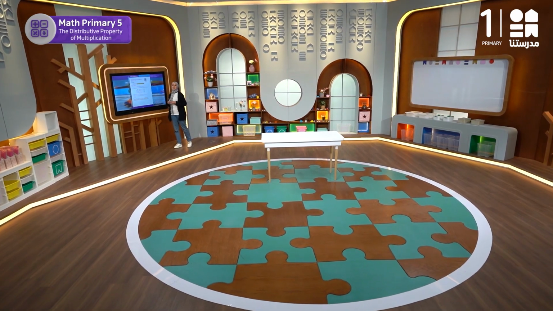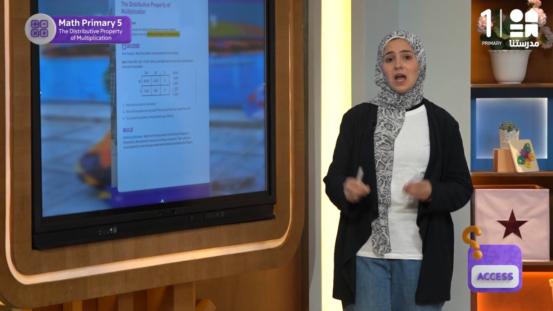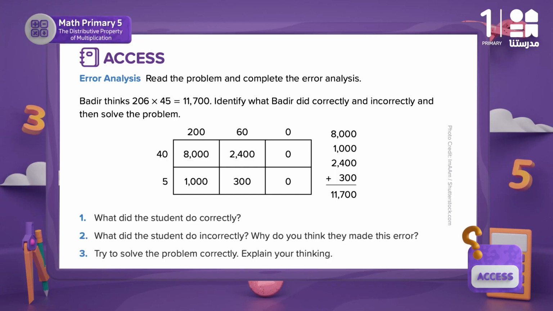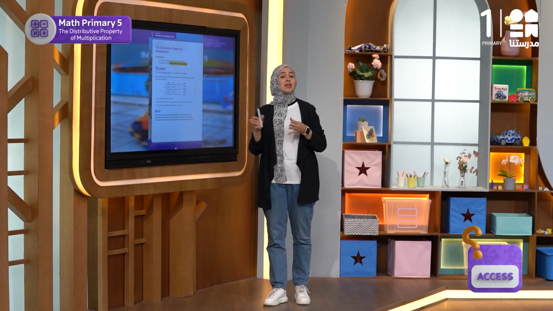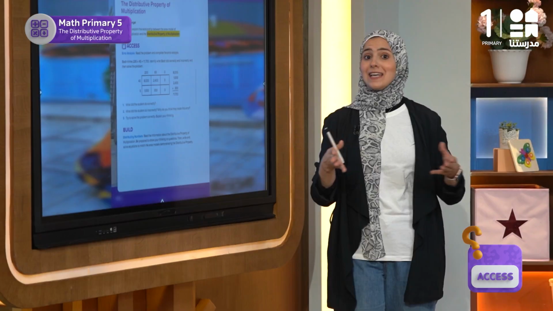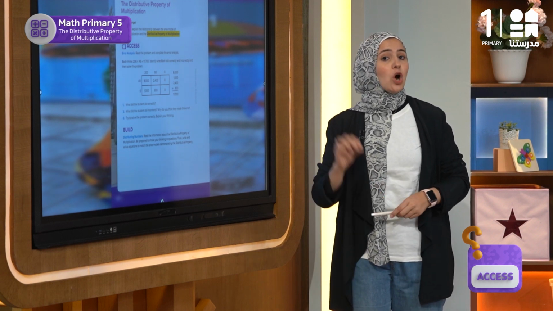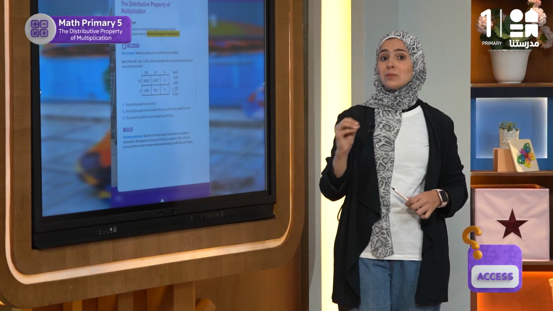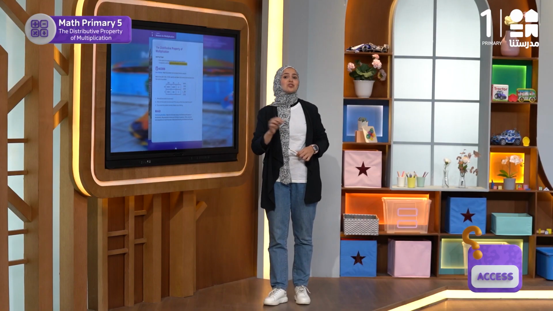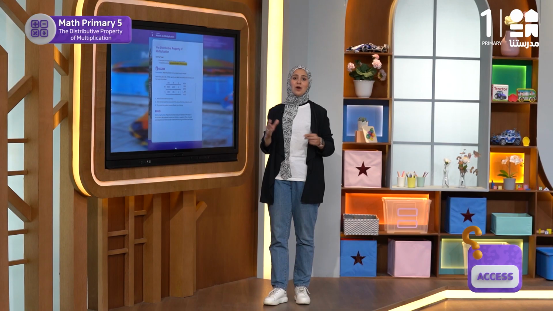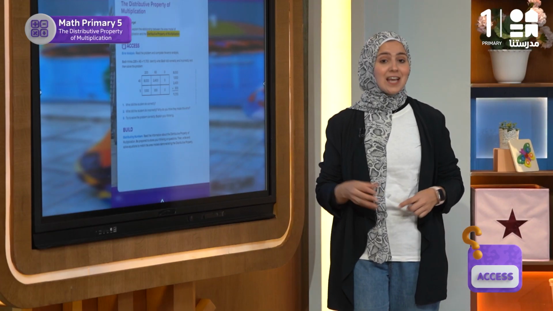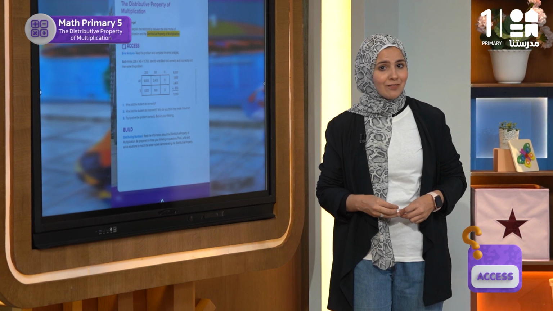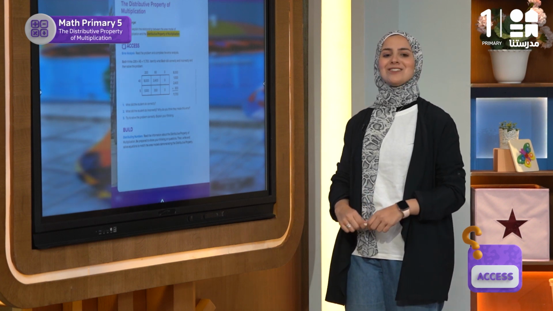When we check here our activity, we are going to ask a classmate who used the area model strategy to multiply these two numbers, 206 and 45. We are going to identify what Badr did correctly and incorrectly, then solve the problem. Also, we're going to think about the possible reason for his error and try to solve the problem correctly. I will give you enough time to think and solve the question to analyze the answer that we have. We will discuss the answer when we get back, as always.